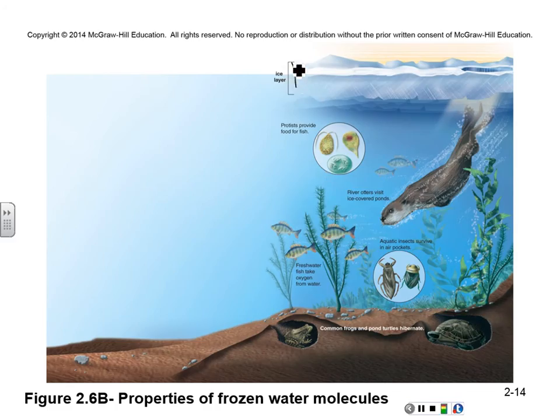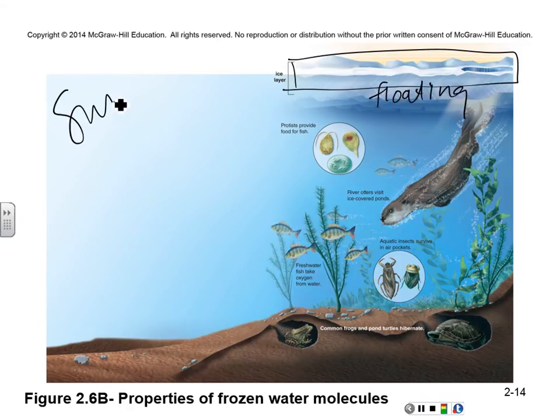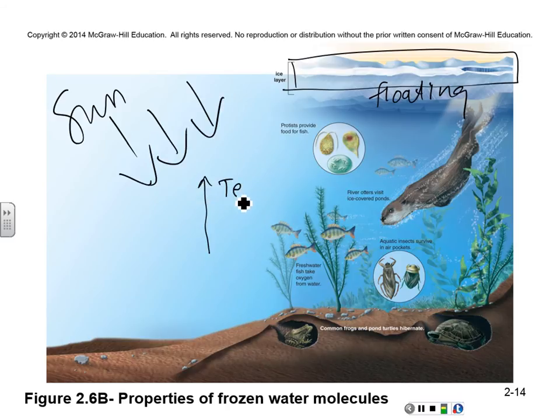So they're trying to show you here the ice layer. So this is the ice and it's floating. And let's say we have the sun over here and the sun is shining on the water. So during the day, the water temperature rises slowly, daytime, and at nighttime, the temperature drops slowly.